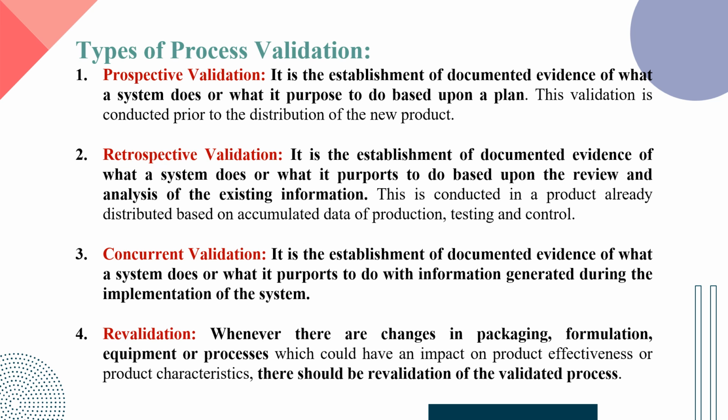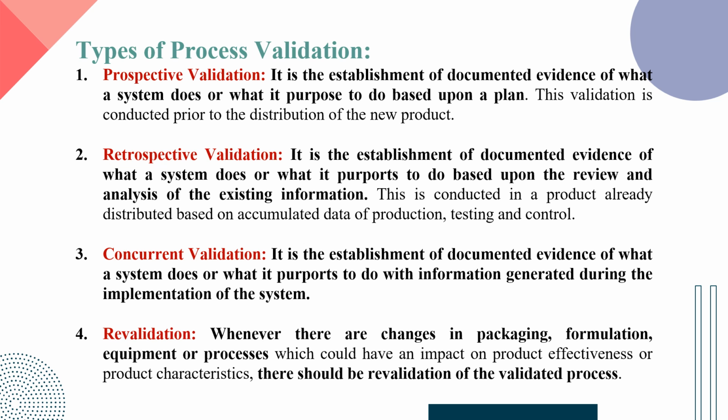Second is the retrospective validation. It is also the establishment of documented evidence of what a system does and what it is purposed to do, based upon the review and analysis of existing information. And this retrospective validation is performed after the distribution of the product, on a product which is already distributed.